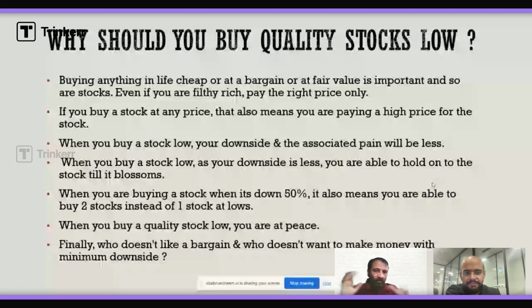So to control this, the only way is to buy stocks low. Whatever it is, always buy stocks low so that you don't have to go through all this pain. We all need peaceful investment, right? So for peaceful investment to happen, you need to buy stocks low.